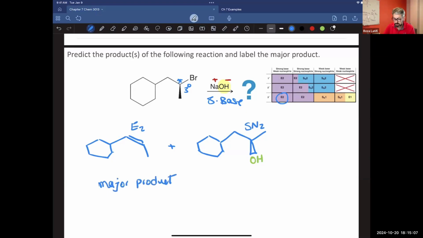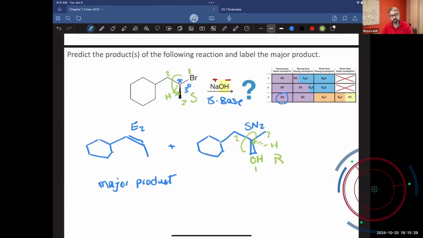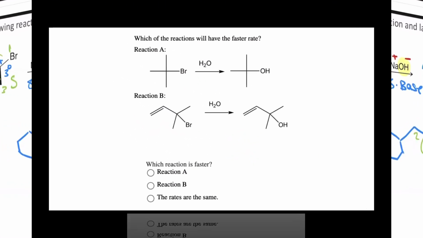Okay, let's check the configuration of the starting compound. It was 1, 2, 3. Hydrogen is back. This is going to be S. Here, hydrogen is back. I go 1, 2, 3. This is going to be R configuration. And an SN2 reaction goes through inversion at the stereocenter.